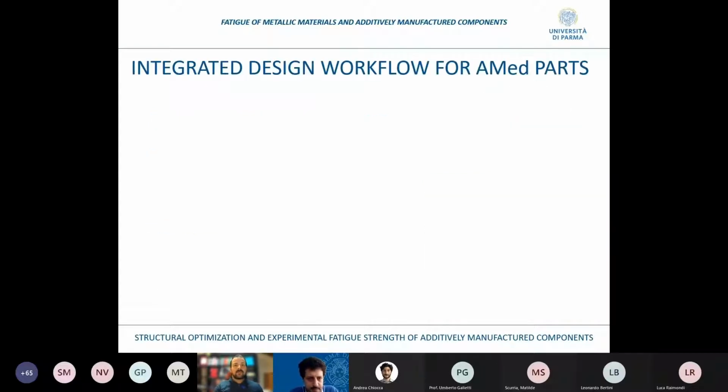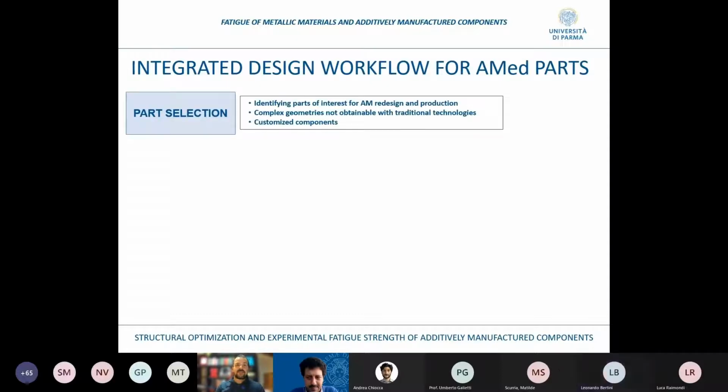As said, the proposal is the identification of the steps to build an integrated design workflow from the design to the production and testing of additive manufacturing components. The first step is the part selection, of course, which needs to be interesting and make sense to produce with additive manufacturing. Also some parts that would be producible with additive manufacturing but require optimization, or have complex geometry not obtainable with traditional technology.